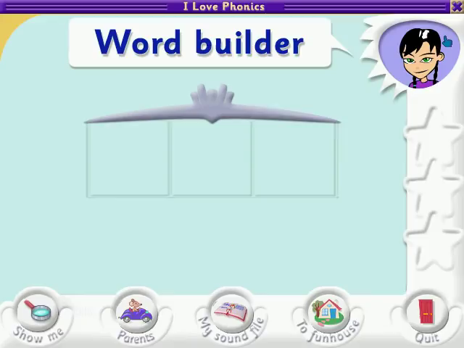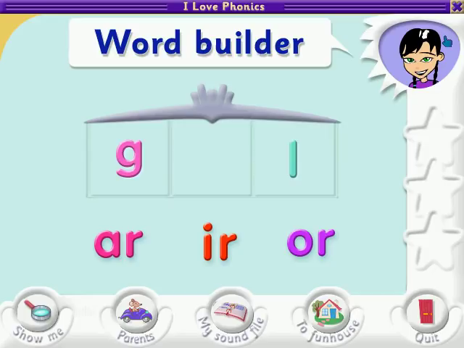If you don't want to play again, click on the Funhouse to go back to the room. Great to have you back. Let's start word building. Find the correct magnet to finish the word girl. Girl. To Funhouse.